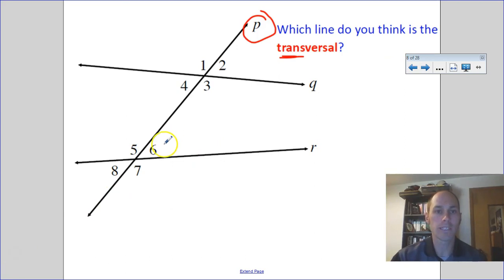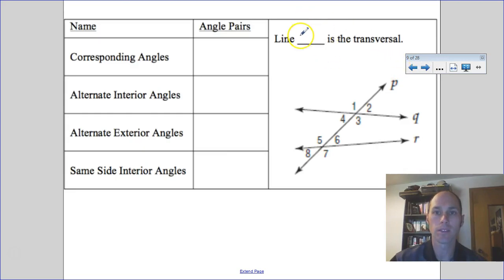And maybe a better, more technical definition would be: a transversal is a line that intersects two, and it could be more, lines. In this case, it just has two as the basic form. But it's two or more coplanar lines. It intersects them in more than one place. So here we've got line Q and line R being intersected in those two places by our transversal. So line P, you can write on your notes there, is the transversal.